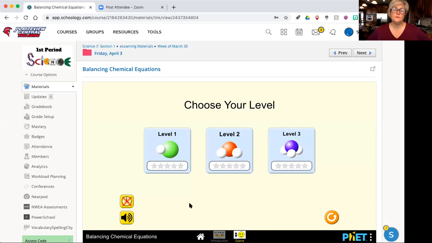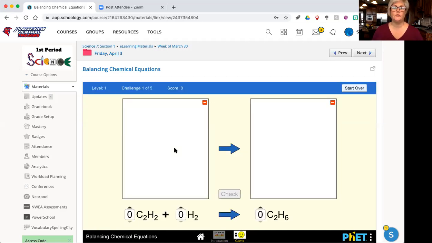You get points based on whether you were able to balance it right away at the beginning, or if you needed to have a couple tries before you balanced. So let's go into level 1, and I'll just show you the first one. So this is taking a look at these chemical equations, and remember, we're going to go ahead and just add 1 to each one, okay?